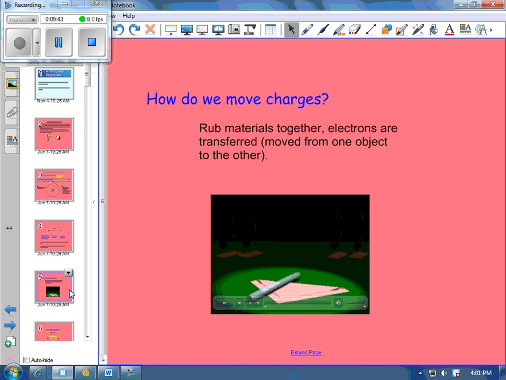Next up. So how do we move charges anyway? How do we move electrons from one object to the other? I'm going to show you a short video clip here, and what it demonstrates is when one material is rubbed against another one. And up here tells you what I want you to write down in that space. So you rub materials together, electrons are transferred, they're moved from one object to the other. So again, you need to write this down right here, where it says, how do we move charges? This is the answer. And now I'm going to play this video clip.